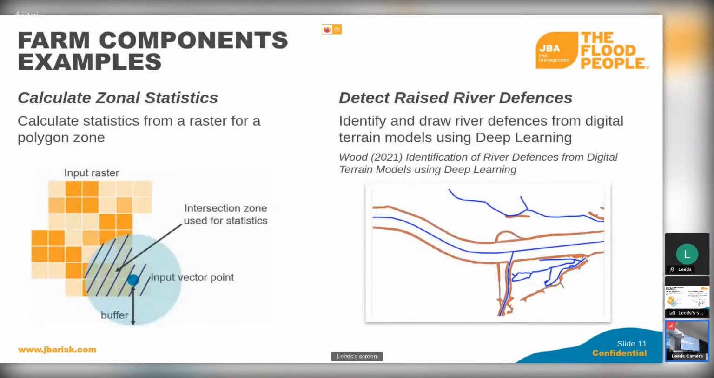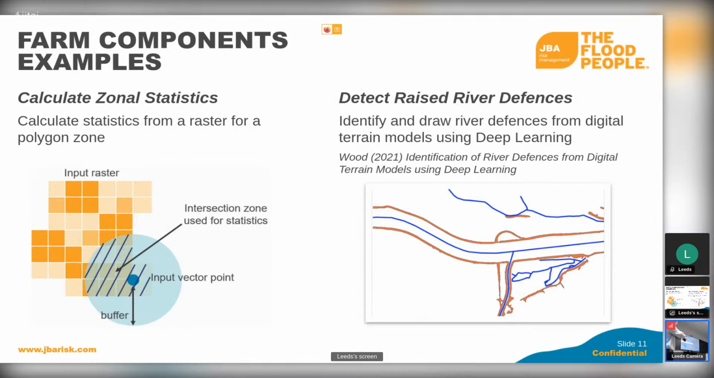A couple of examples here, one fairly simple one on the left, which is probably our most used function. This is the zonal statistics function. Essentially, you've got a polygon, fired in a raster, and it derives some flood statistics in a particular way. So that's a fairly simple one. Some of them are more complex.